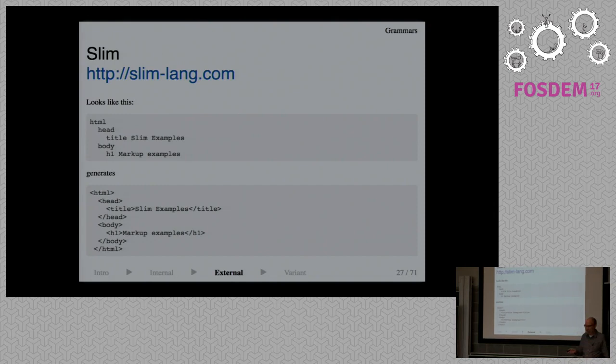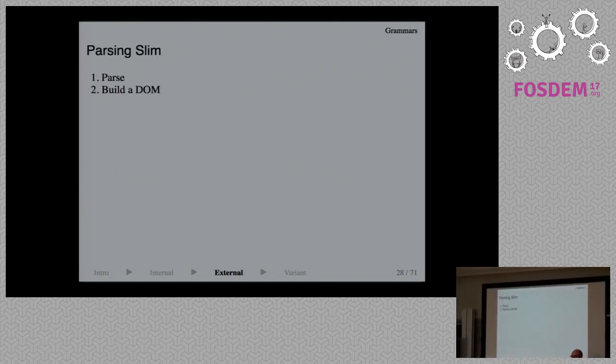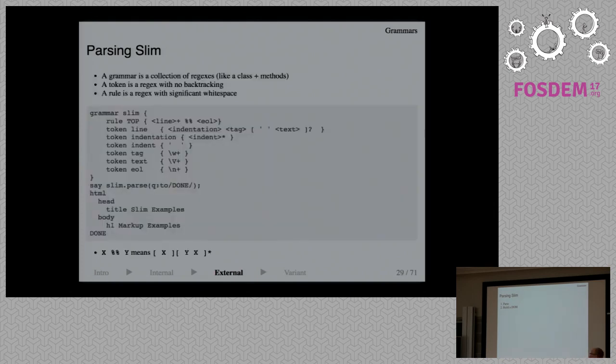Okay. So let's take a look. First, we're going to look at how we could parse this language. And then we're going to look at how, given the structure that we just saw as an input, we're going to generate a data structure that's the DOM, an HTML DOM. And it sounds hard, but it's actually not too bad.